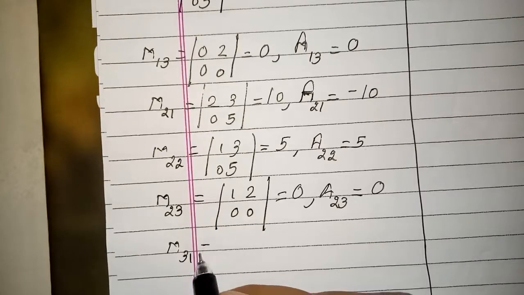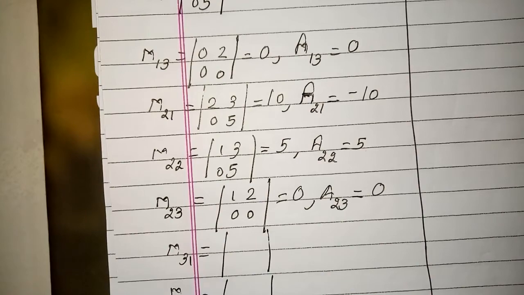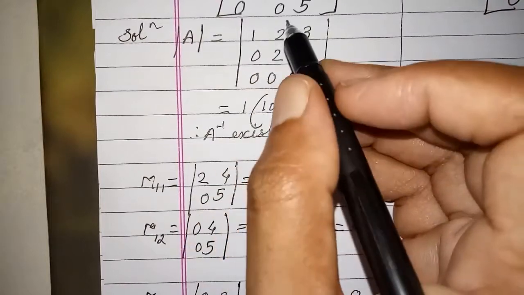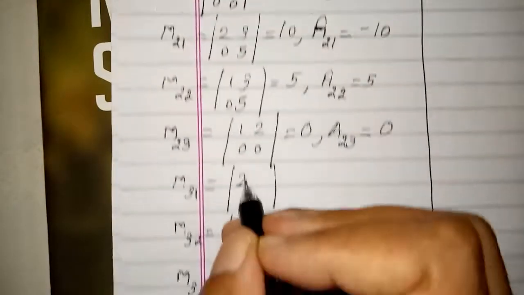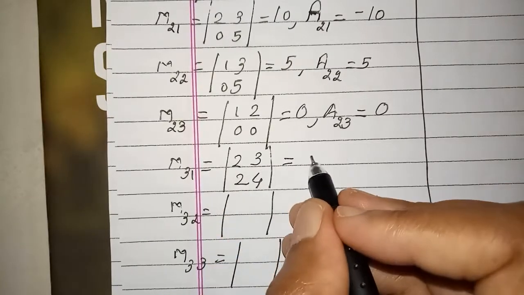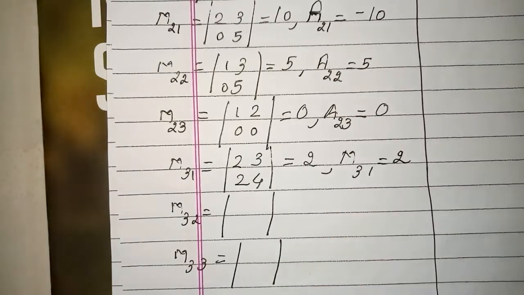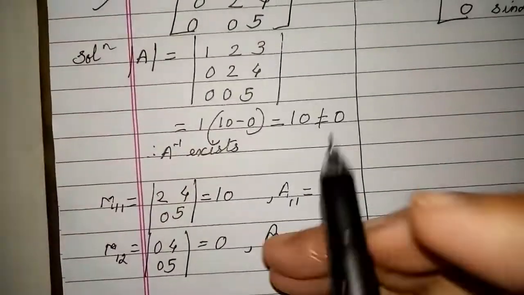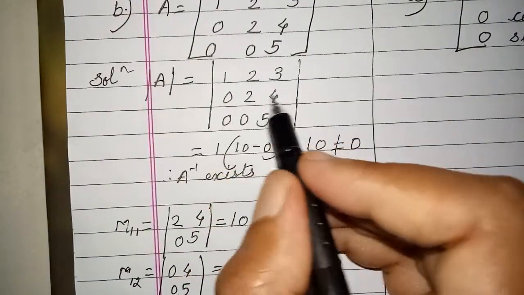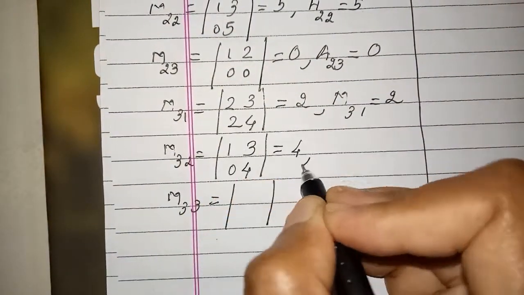Now M31, M32, M33. Okay, M31. Third row, first column. 2, 4, 3, 2. So I'm going to write here 2, 4, 3, 2. 2 4s are 8, 8 minus 6 is 2. So M31 will be 2. Position is positive, 3 plus 1. Third row, second column, 13, 0, 4. So again 4 minus 0.